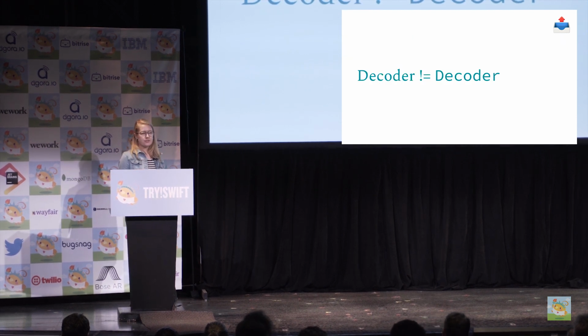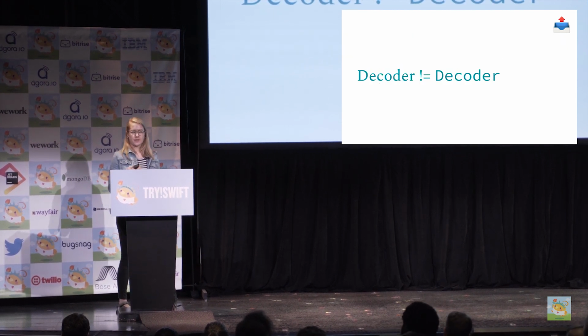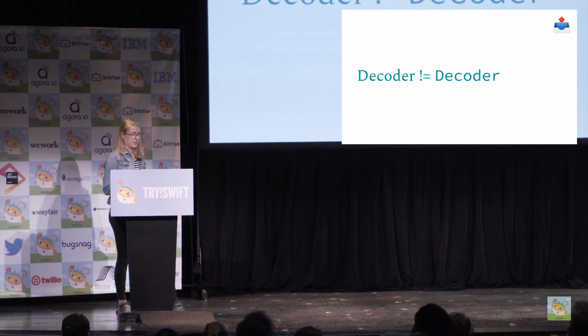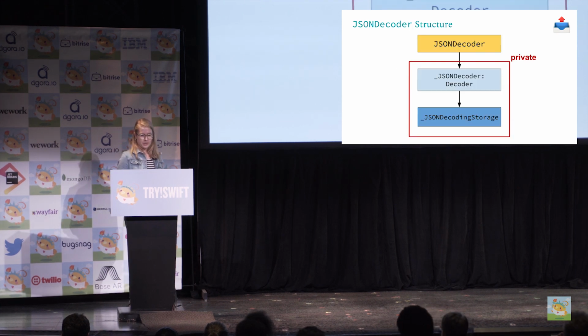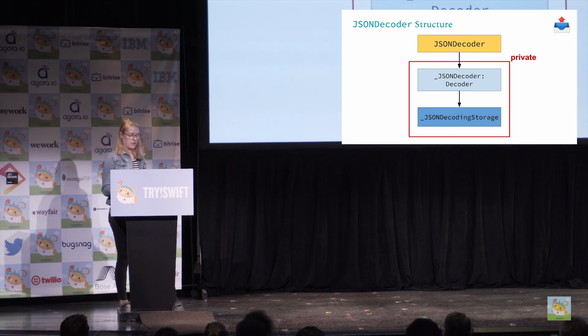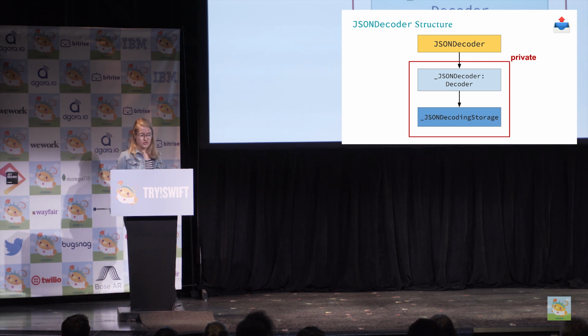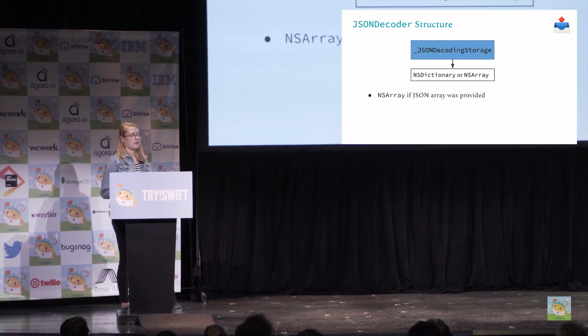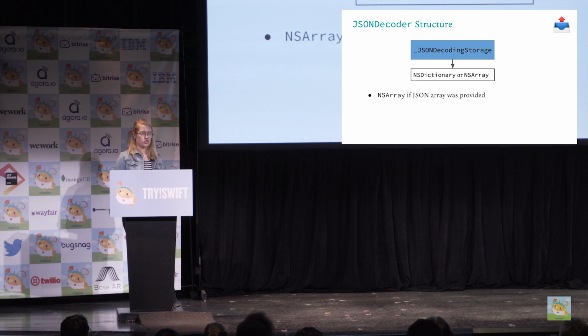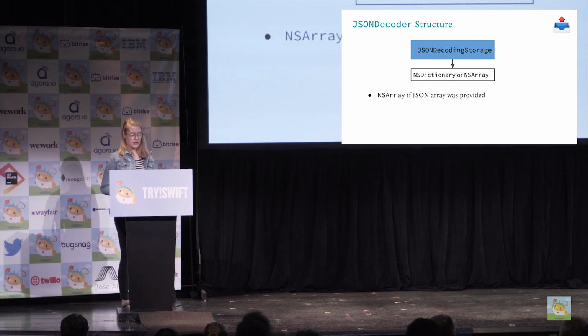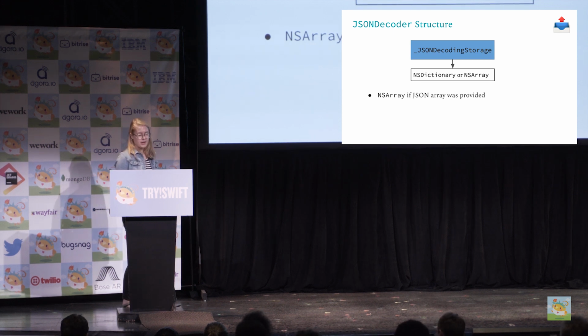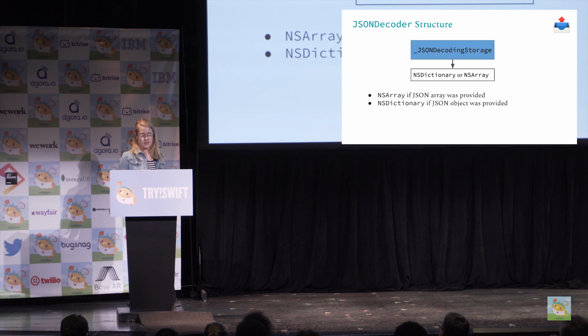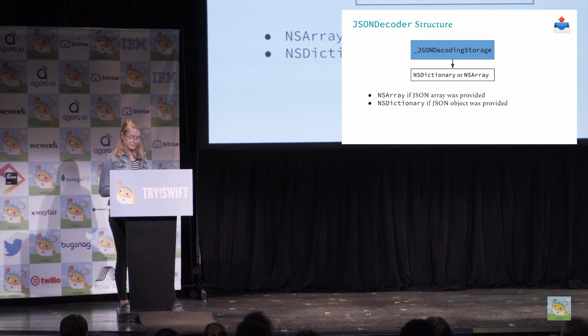On the flip side, something that calls itself a decoder is also not necessarily something that conforms to the Decoder protocol. So JSONDecoder has the same sort of structure with a private type conforming to Decoder, as well as a private JSON decoding storage type. And JSON decoding storage, whether it's an array or dictionary, depends on the JSON data that you input. So if you input a JSON array, it would be an array. Otherwise, it would be a dictionary.